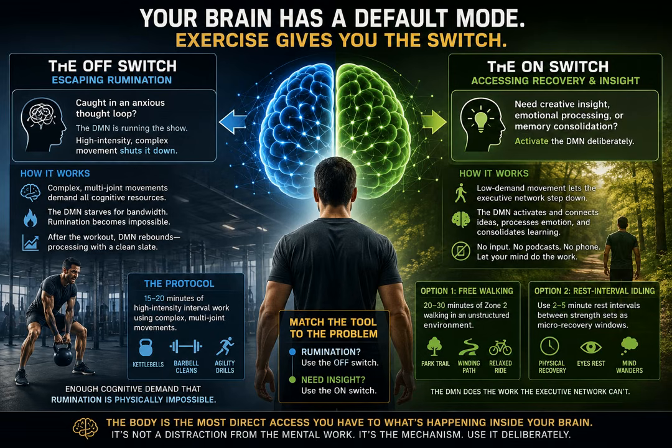If you need creative insight, emotional processing, or memory consolidation, reach for the on switch. Zone 2 walking without input. Rest interval idling between strength training sets. 20 to 30 minutes of unstructured, low-demand movement.